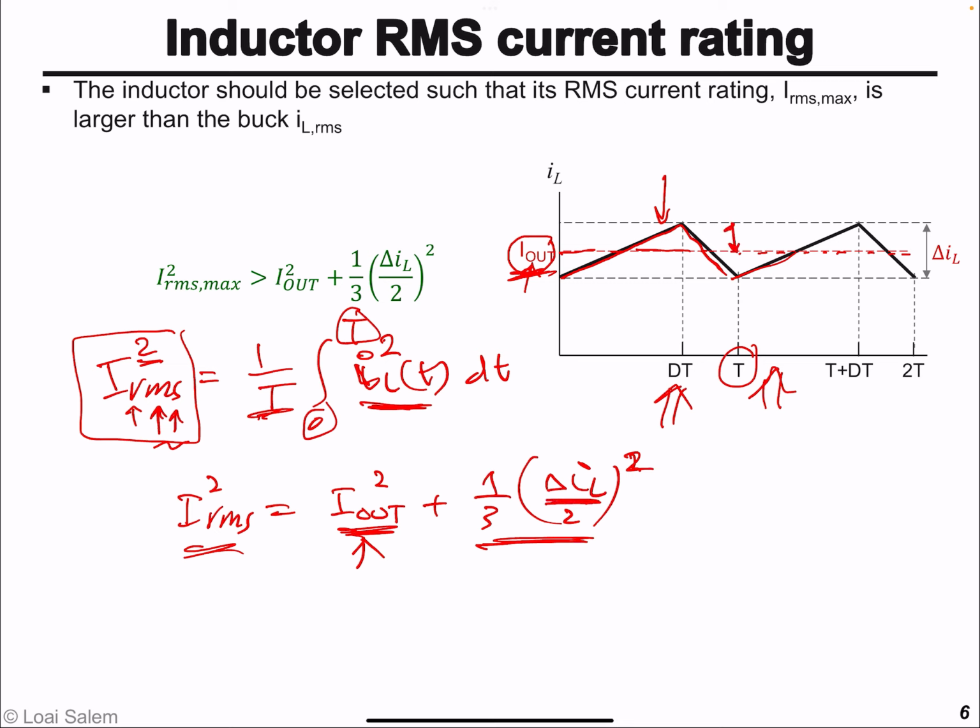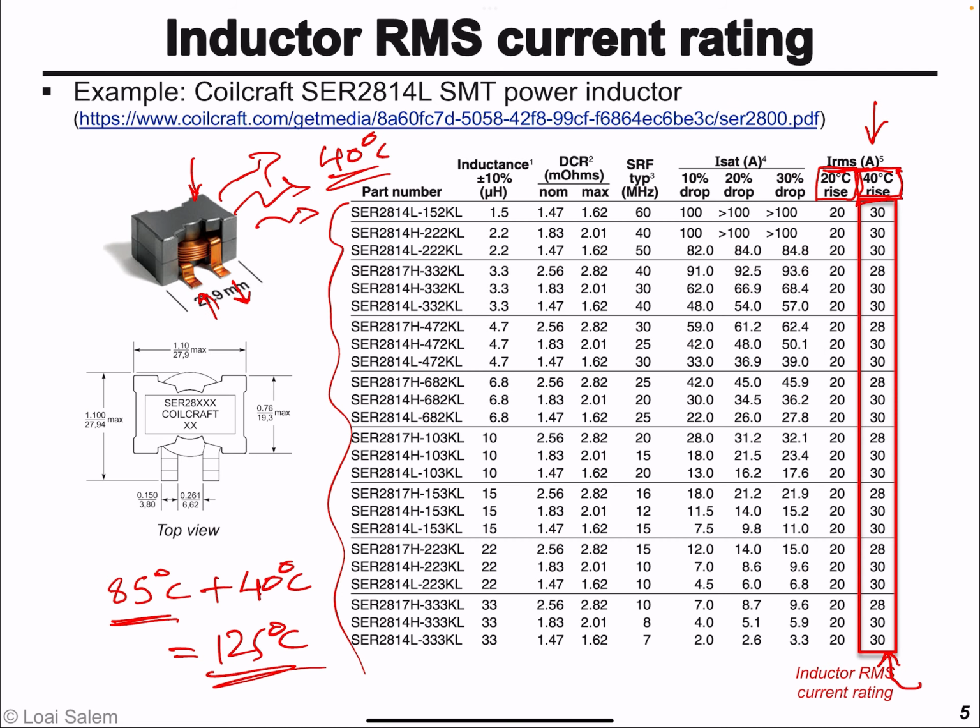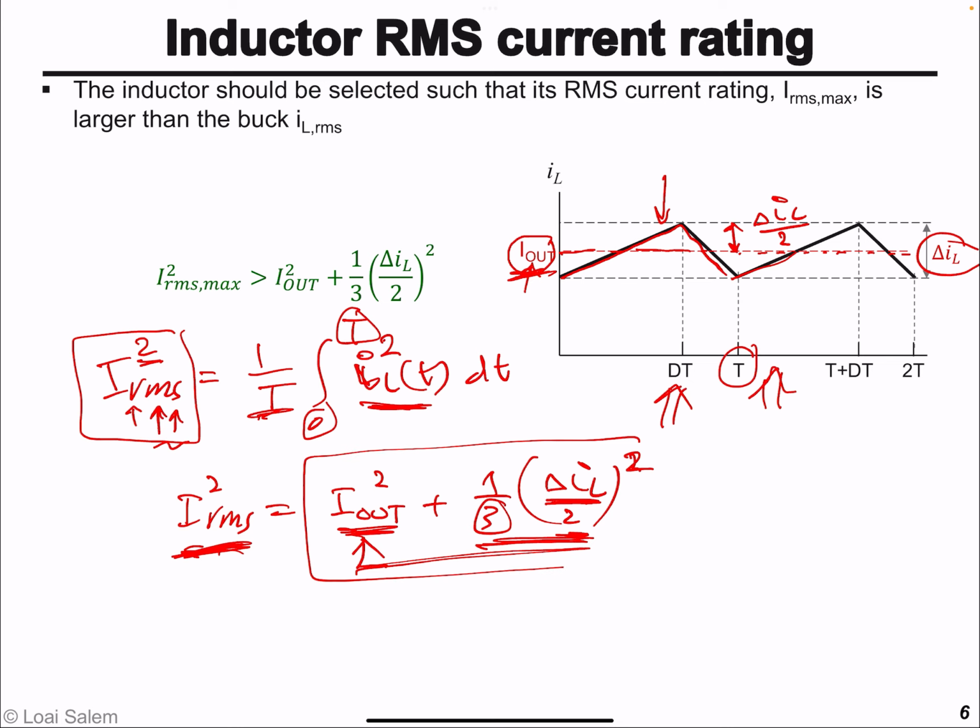Delta I over 2 is basically the amplitude of this triangular signal, where delta IL is the peak-to-peak value of the inductor current. So delta IL, square it and take 1/3 of it, that's going to be its RMS value square. And so after we design our buck converter, after we select the required inductance, we calculate its RMS current using this formula, and then we go online and look at which inductor, say we select 10 microhenry, which 10 microhenry inductor has an RMS current rating that's higher than the one we calculated via this equation.